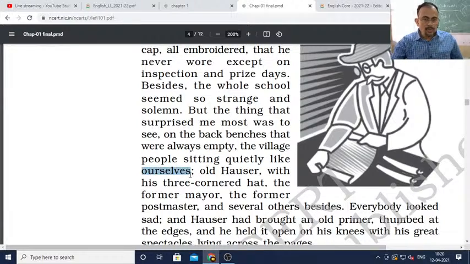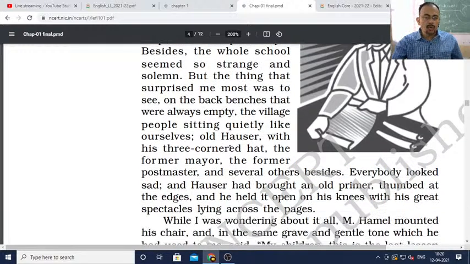Then old Hauser with his three-cornered hat, the former mayor, the former postmaster, and several others besides, were all there, seated at the back benches of the classroom. In a normal situation, these benches remained empty.